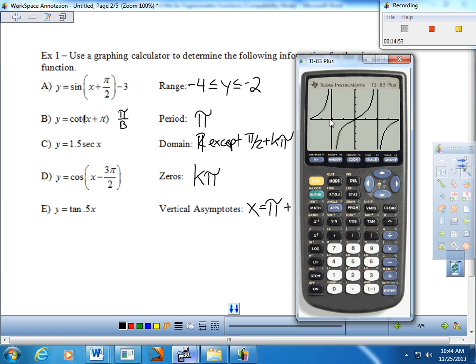Well, if you look at the distance between these two asymptotes right here, it looks like it's 1, 2, 3, 4 tick marks horizontally, which is actually 2 pi units. So it looks like every 2 pi, I should be getting a vertical asymptote here. What do you think? Yeah, I like it.